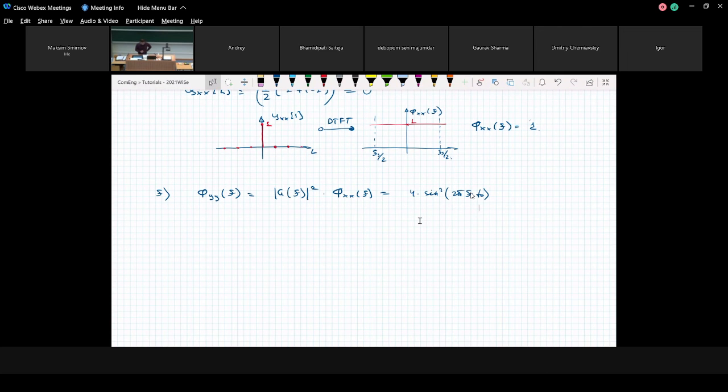And now we need to find the autocorrelation function. In order to simplify our task, we can do the following. We remember that if you have, let's say, cosine of 2 alpha, you can represent it as cosine squared alpha minus sine squared alpha, and then you can write it as 1 minus 2 times sine squared alpha.